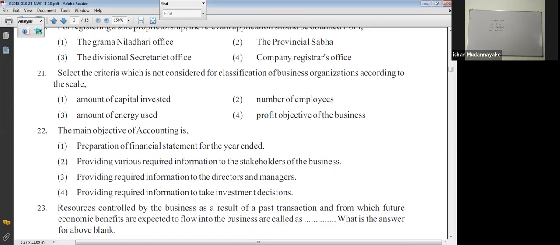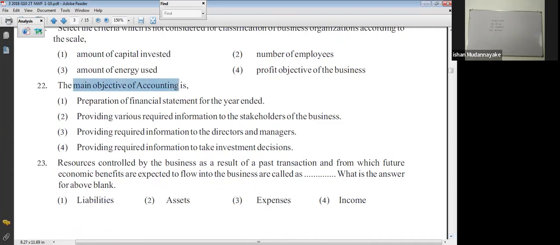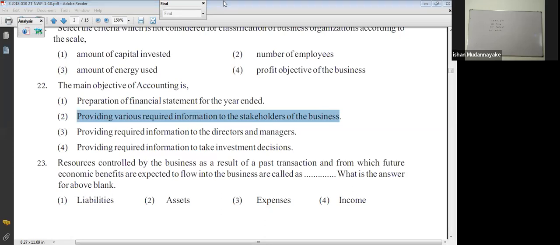Question number 22. What is the answer for question number 22? The main objective of accounting is, what is the answer? Second one. Yes, Rushda, correct. Anuswara, yes. Sanjali, correct. Right, then the answer is: providing various required information to stakeholders of the business. The main purpose of accounting. Yes, Atmika, the answer is correct.